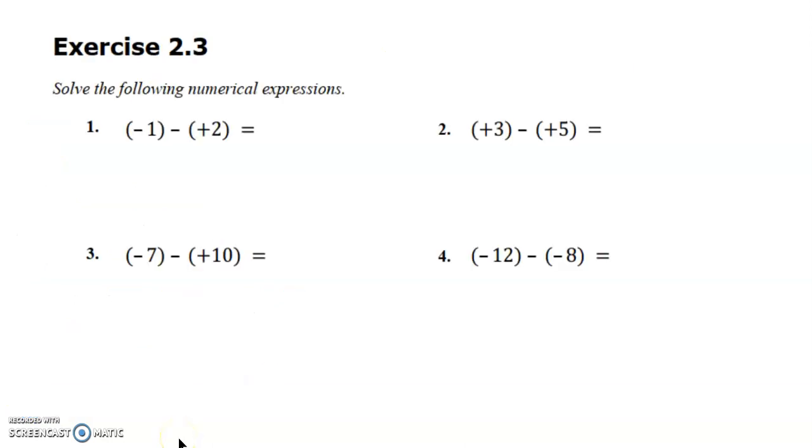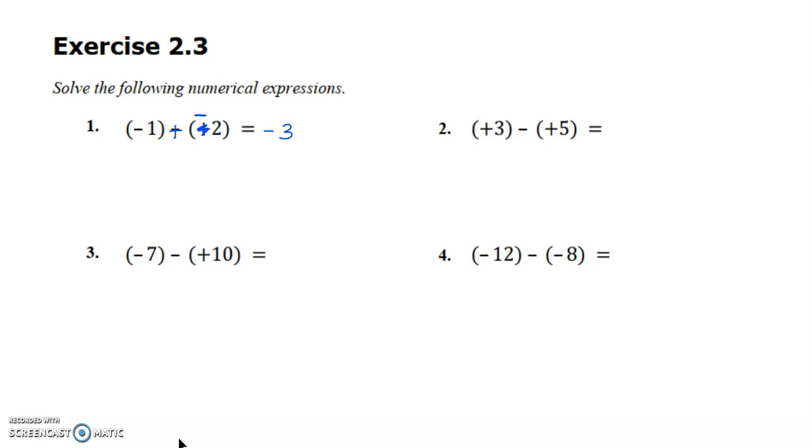If you'd like to continue in the video, I'm going to do some exercise questions, and I'll go through the same change opposite a bit more quickly. So number 1, I have negative 1 minus positive 2. I'm going to change to adding, change to its opposite. Now I have negative 1 plus negative 2. I combine the integers and keep the sign.